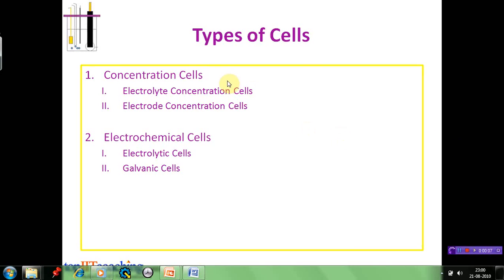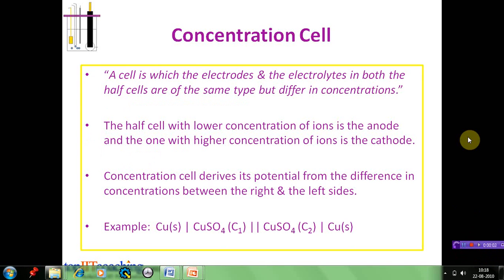Now let us see what are the various types of cells. The first type are the concentration cells and the second are the electrochemical cells. Concentration cells can be further classified into electrolyte concentration cells and electrode concentration cells. And electrochemical cells are again of two types, the electrolytic cells and the galvanic cells. Let's see what are the differences between these types of cells.